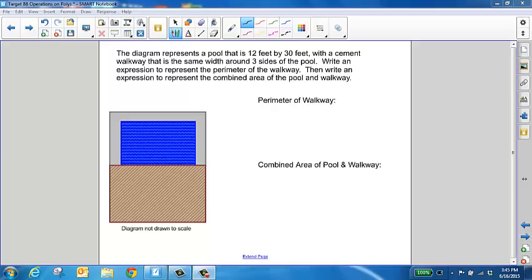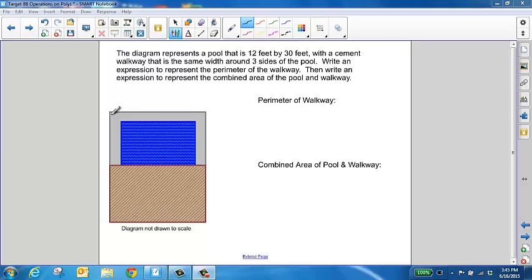The diagram below represents a pool that is 12 feet by 30 feet with a cement walkway that is the same width around three sides of the pool. We want to come up with an expression to represent the perimeter of the walkway and then also an expression to represent the combined area of the pool and the walkway.